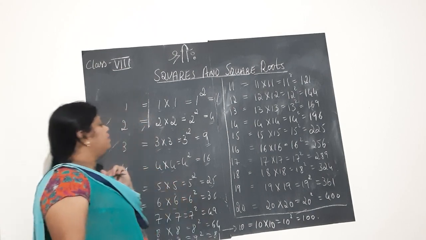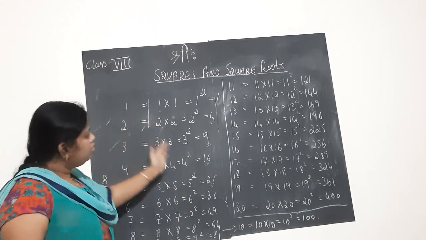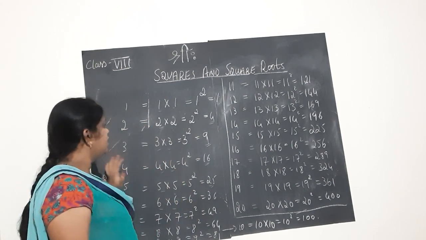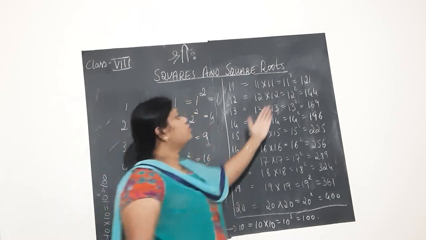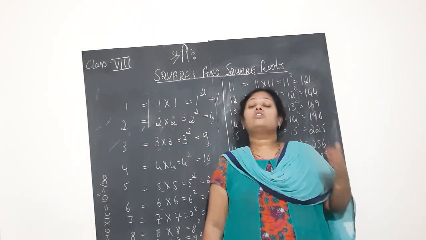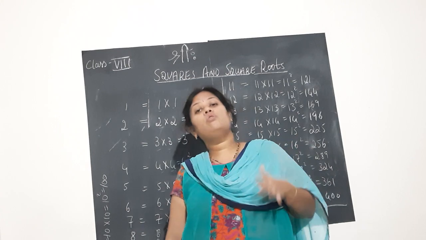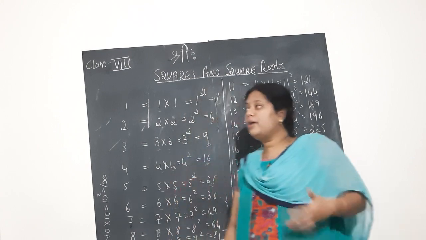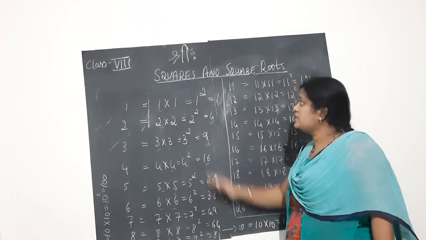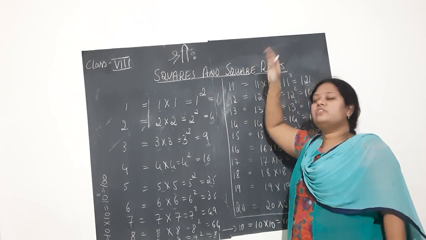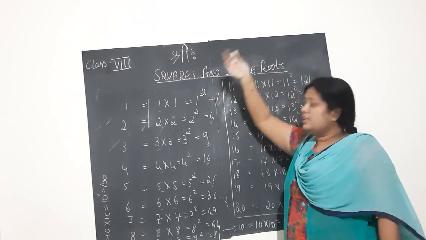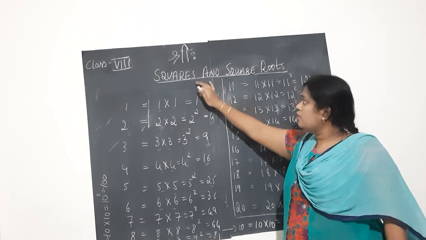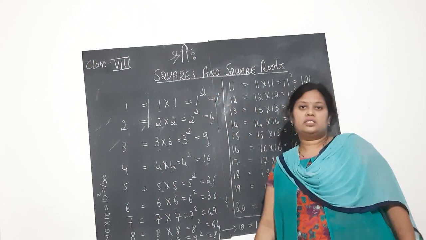Before that, why I wrote all this is the question. Now hope you have understood which are the perfect square numbers and why they are called perfect squares, and how we obtain squares. These are called squares, children. Square roots we shall learn later. First we will learn more on these square numbers.